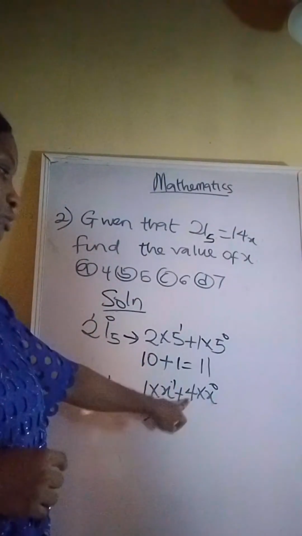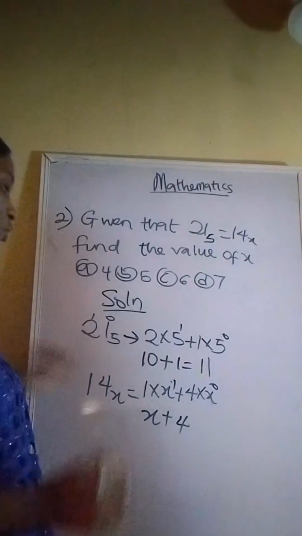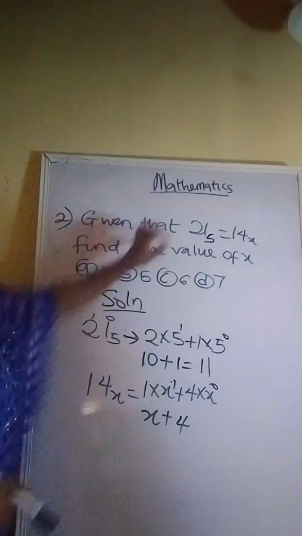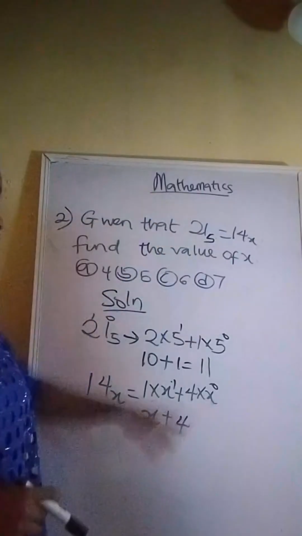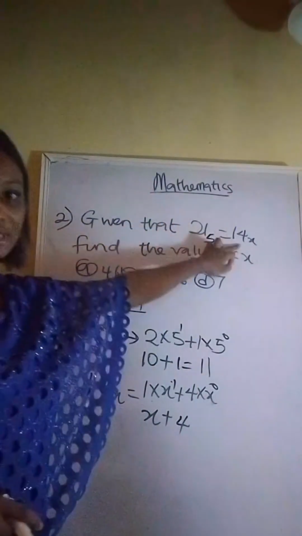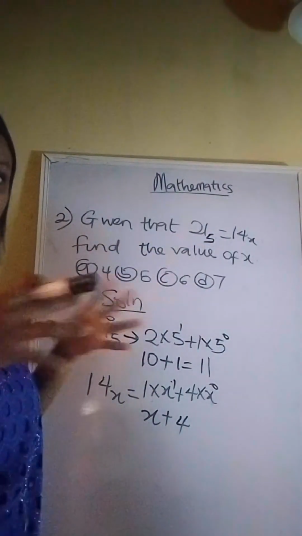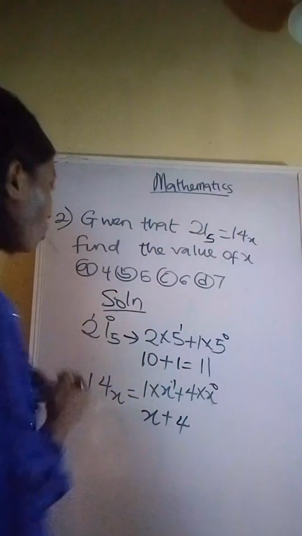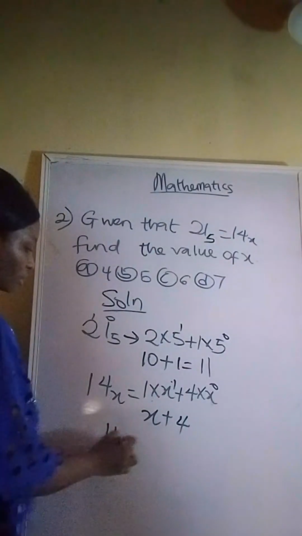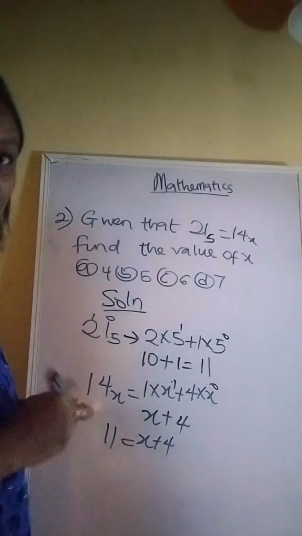So that 1, you multiply by this 4. So I'm going to get 4. Now since we've gotten the 21 base 5 to be 11, you get it now? So we are going to get the 14 base x, we got it as x plus 4. So we are going to equate them. That will be 11 equals x plus 4. You get it now? It is very simple.